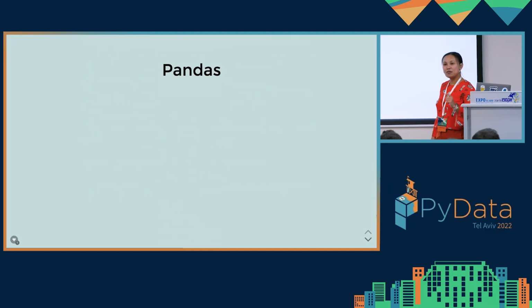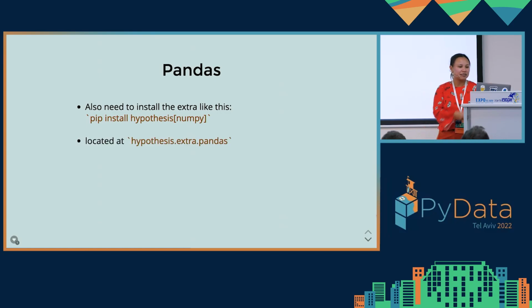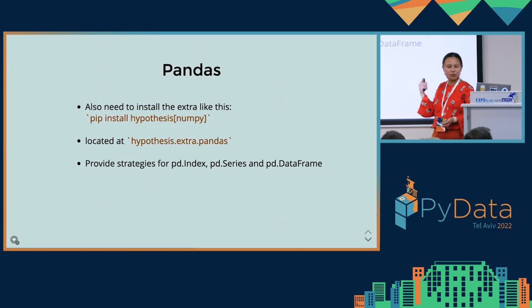Also, it supports Pandas. So how do I do that? Again, install the NumPy extra. It's installed together, so it's install NumPy, not install Pandas, but it's fine, because Pandas uses NumPy under the hood anyway. It sits inside extra.pandas, and from there you can import the strategies for the pandas index, pandas series, and pandas data frame.